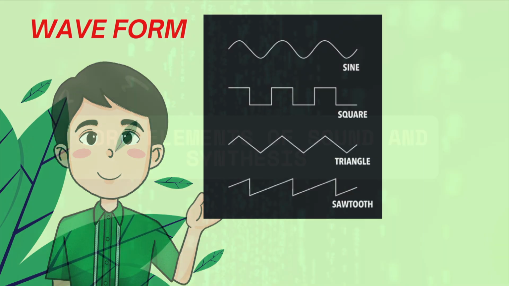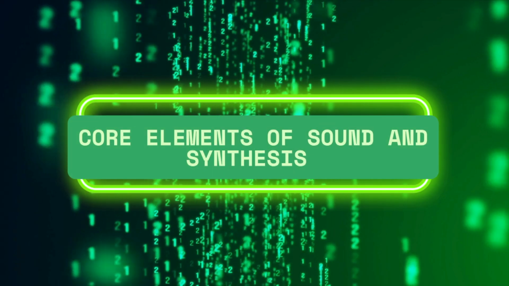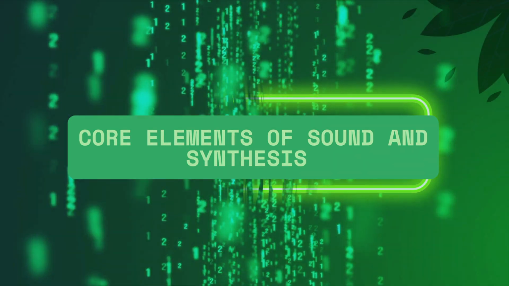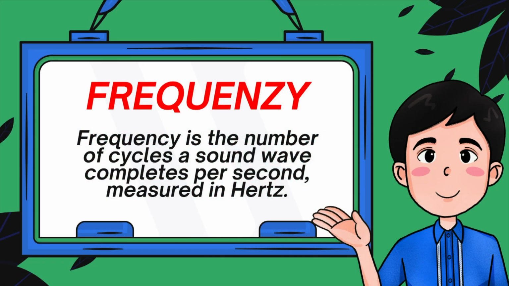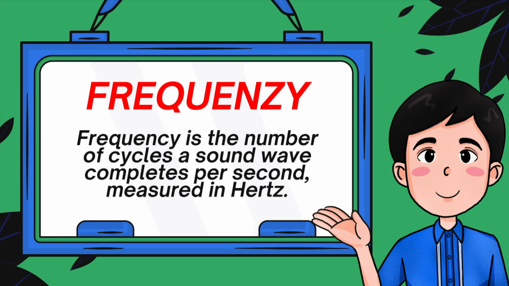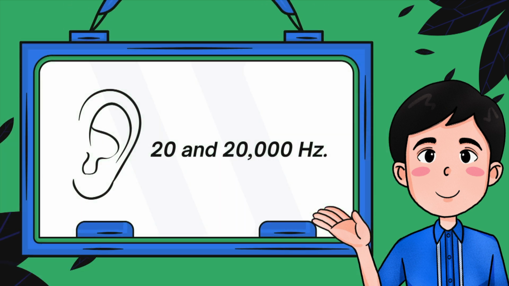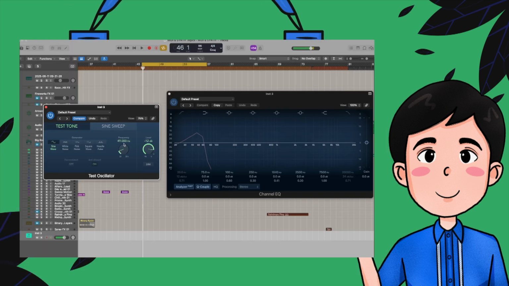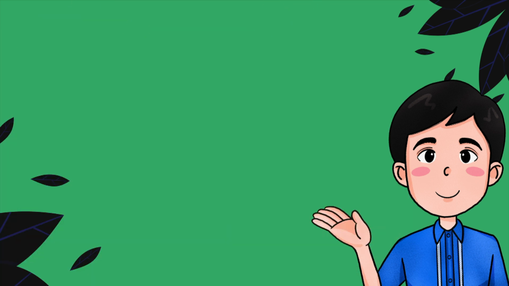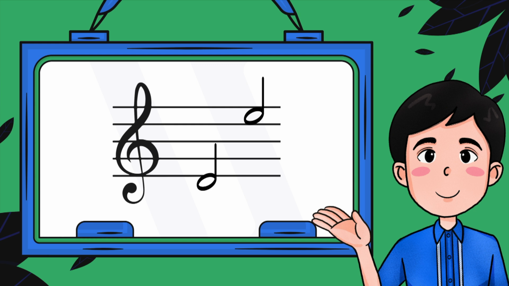Let's break down the core elements of sound and synthesis. Frequency. Frequency is the number of cycles a sound wave completes per second, measured in hertz. The human ear typically hears sounds between 20 and 20,000 hertz. Higher frequency equals higher pitch. Pitch. Pitch is how we interpret frequency in a musical context. On the staff, the higher the note, the higher and sharper the sound. The lower it is, the deeper and darker it feels.